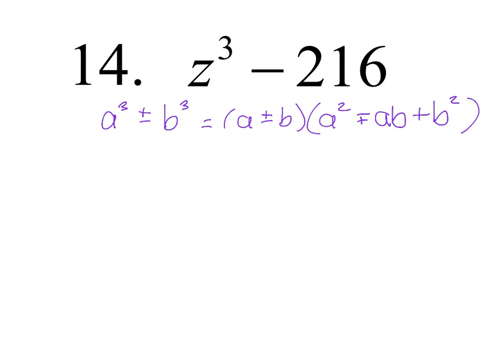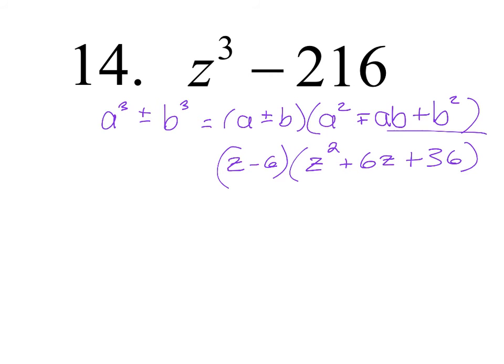Okay, so I have a z cubed and 216, I believe, is 6 cubed. Let's see. Yes, okay. So I have z, it's a minus, so this is a minus, and 6. Then I have z squared. Flip the sign. B is 6, and a is z. And then plus 6 squared. That's my 36. And that's my final answer.